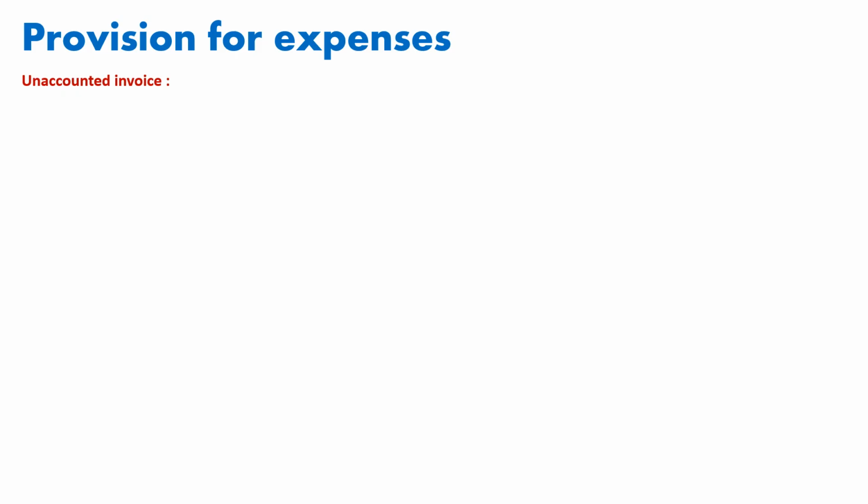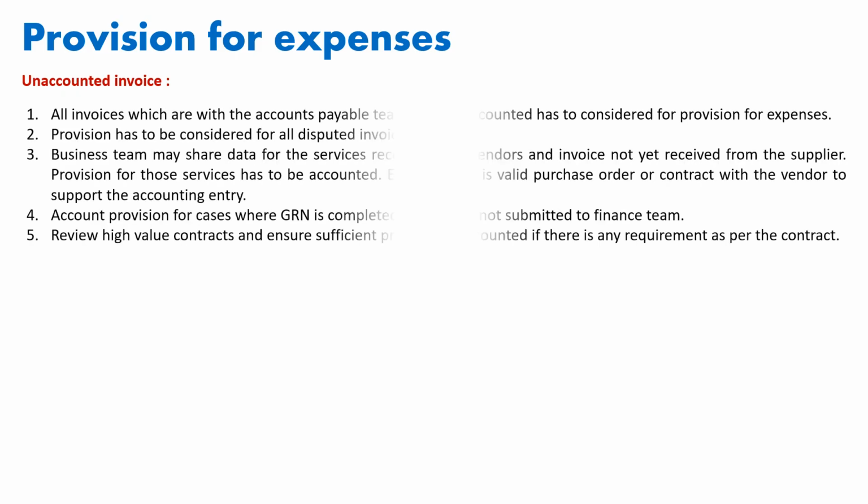The first one is unaccounted invoices. All invoices which are with the accounts payable team but not accounted have to be considered for provision for expenses. Provision has to be considered for all disputed invoices as well. Business team may share data for the services received from the vendors, not invoiced yet or received from the supplier. Provision for those services has to be accounted.